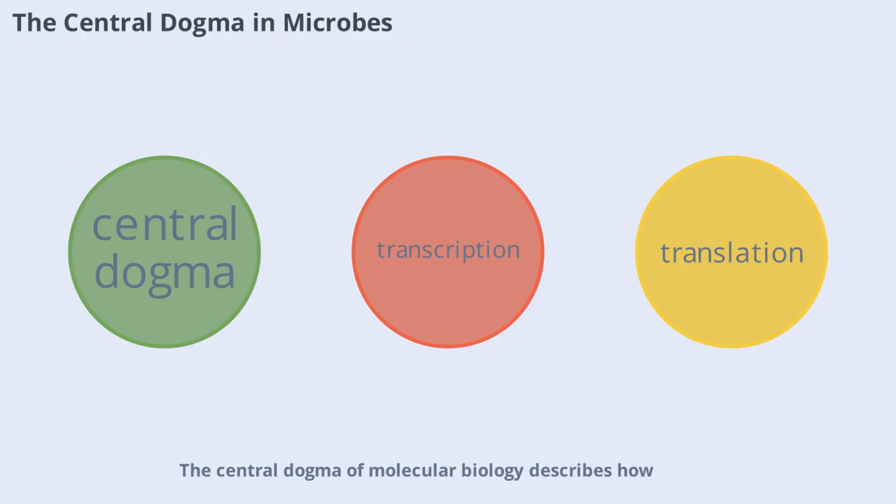The central dogma of molecular biology describes how genetic information flows from DNA to RNA to protein. In microbes, this process is streamlined for efficiency. DNA is first transcribed into messenger RNA, mRNA, which then serves as a template for building proteins. These proteins carry out essential functions from metabolism to defense. Because microbes often live in changing environments, their genetic coding and expression systems are highly responsive, allowing them to quickly adjust to new challenges.